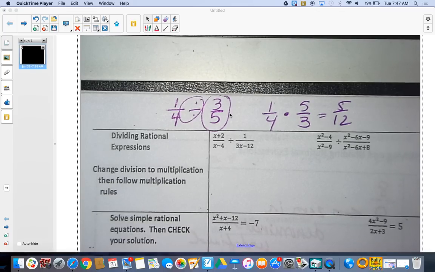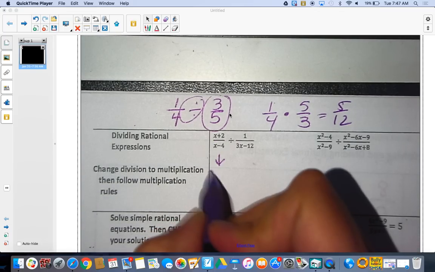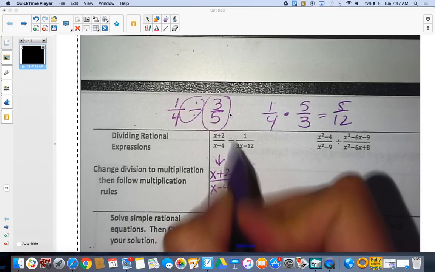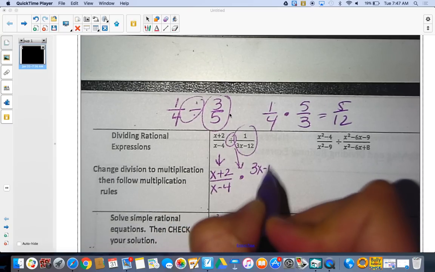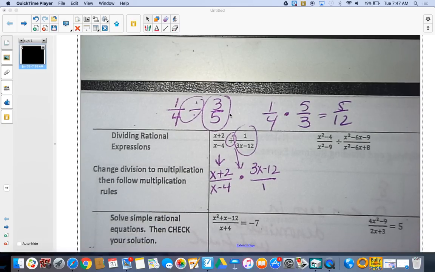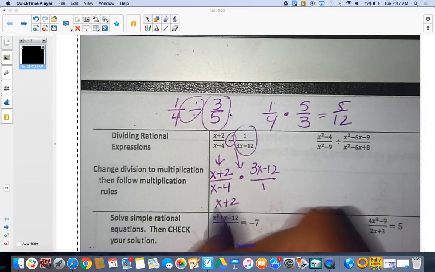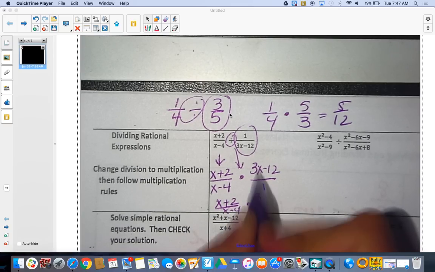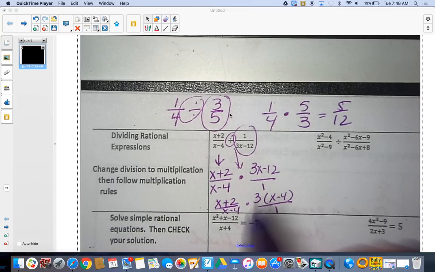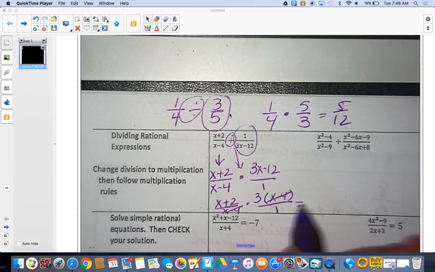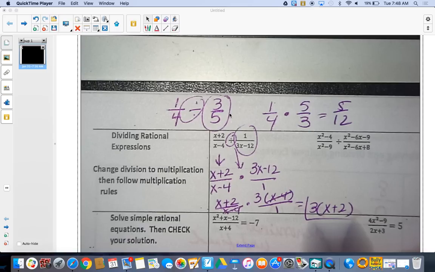So we're going to go ahead and bring the first one down, we're going to change division to multiplication, and then we're going to flip the second one. And now we just follow the multiplication rules, okay? The only thing we can factor is the 3x minus 12. So we have x plus 2 over x minus 4 times, I can factor out a 3, and I get x minus 4. And now I can cancel the x minus 4's, and I'm left with 3 times the quantity of x plus 2.